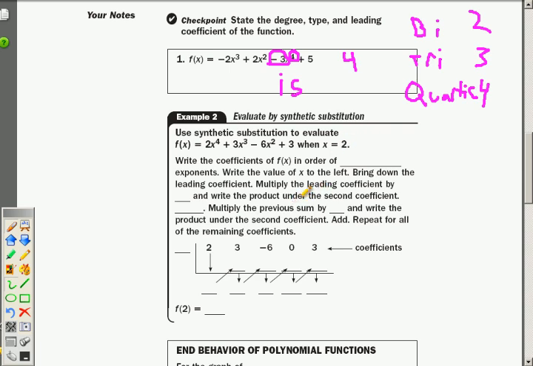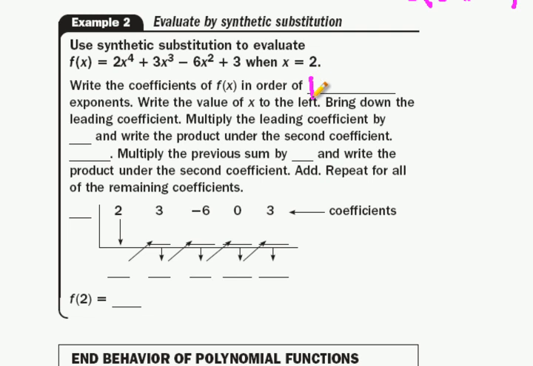Synthetic division is, I don't know if you're going to like this or not, but I'll show it to you. Use it, don't use it. Totally up to you. Descending order. Write the coefficients of f of x in order of descending exponents, meaning 4, 3, 2. There wasn't a 1 here, but there's a 0. And that's important to note that there's not a 1 there.